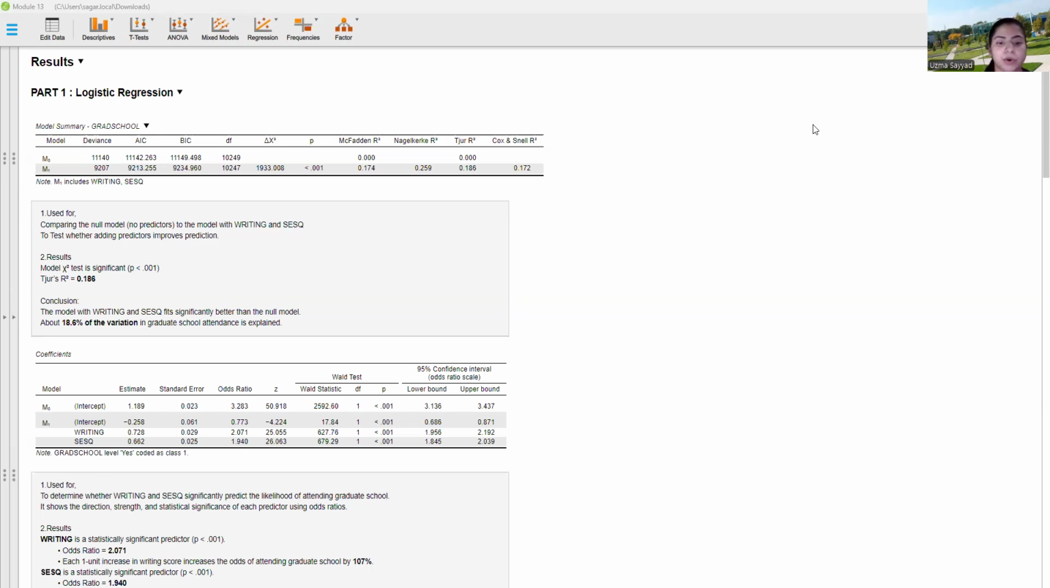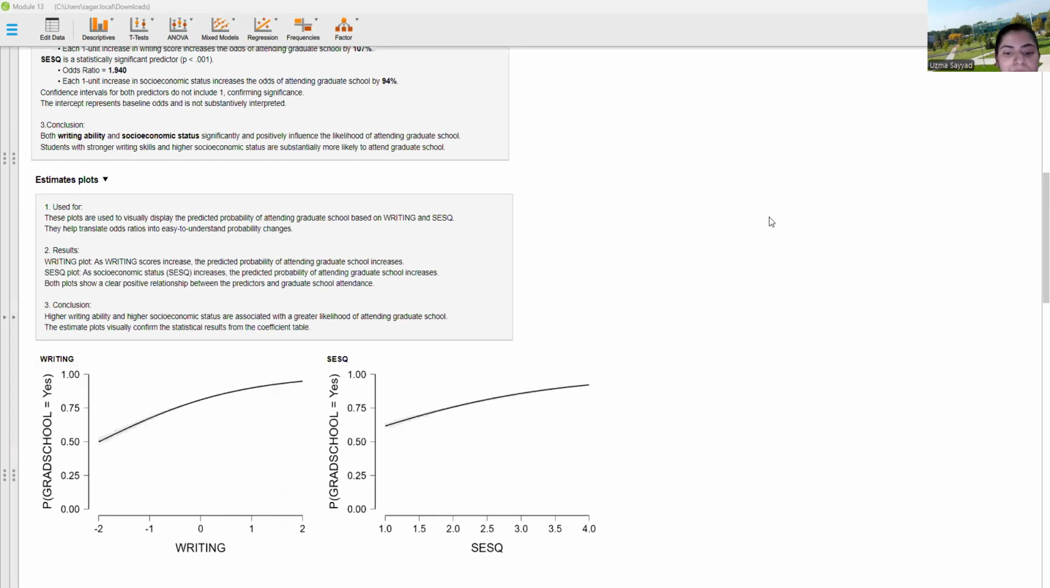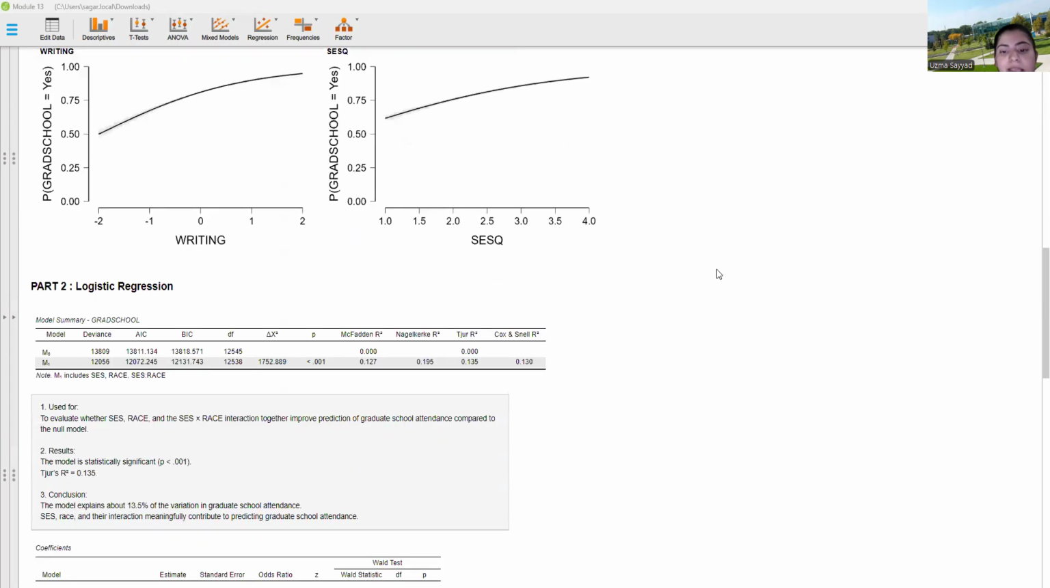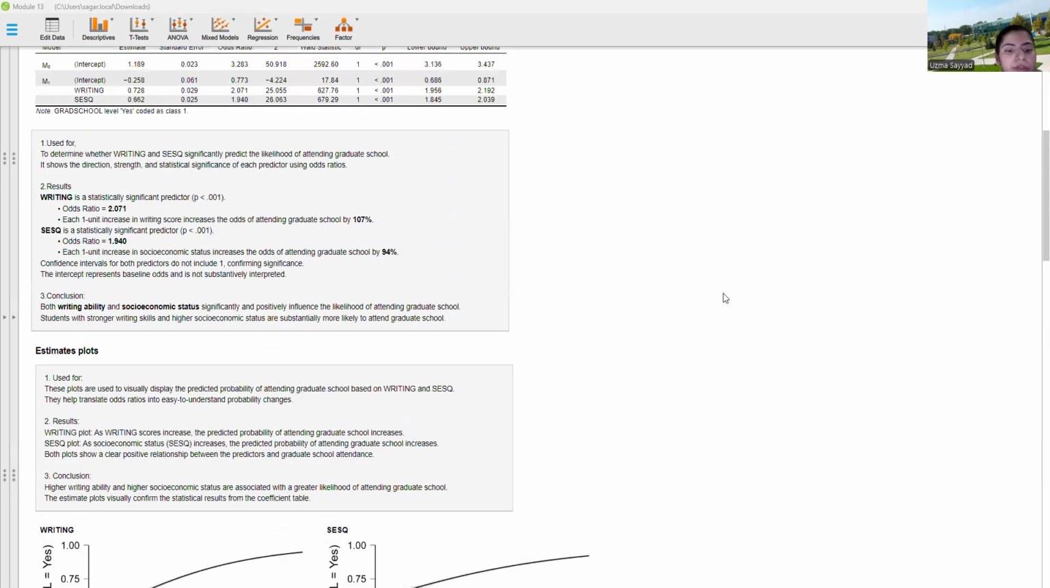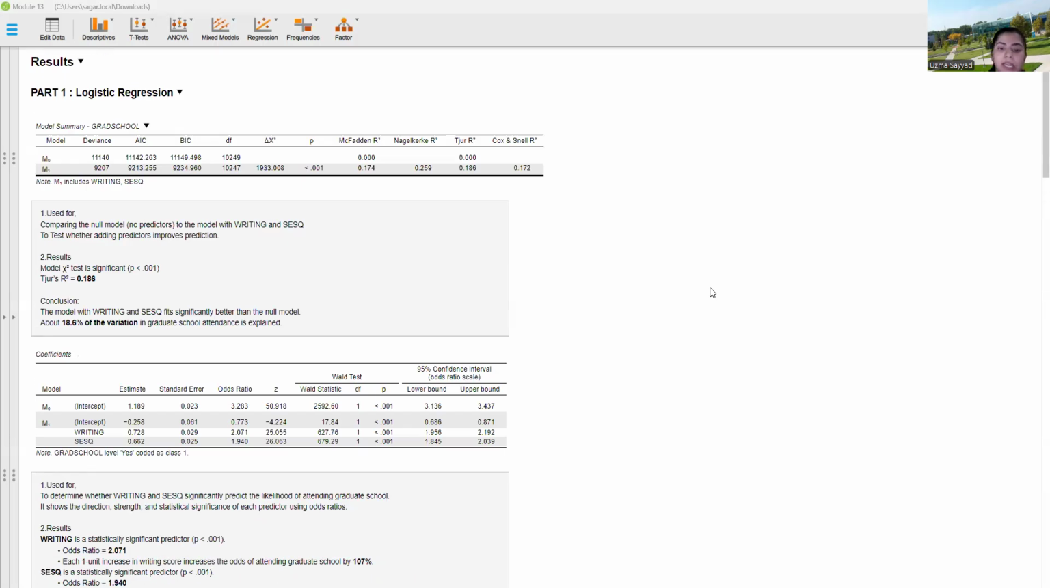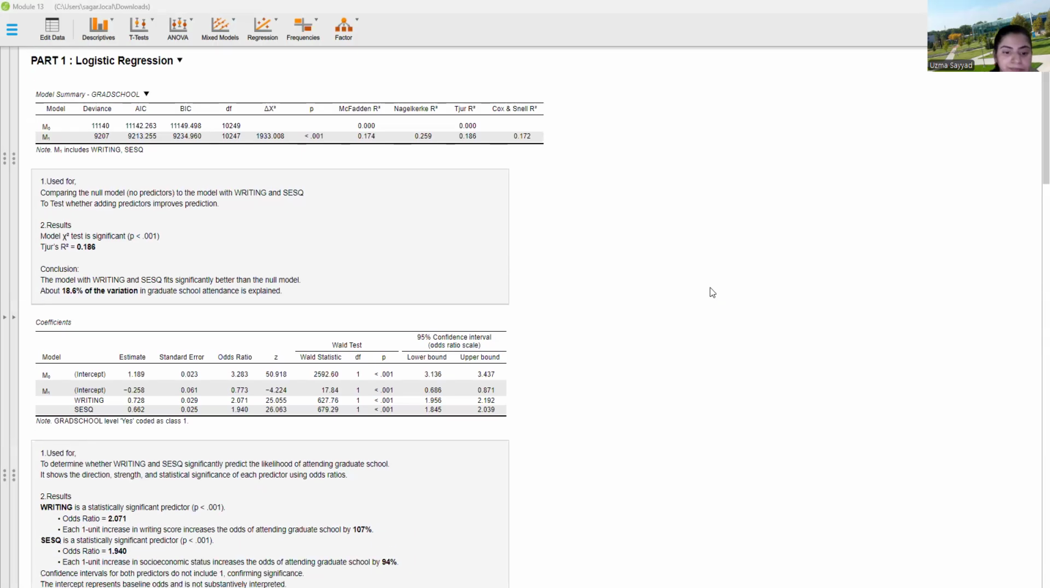I will explain two modules. Part 1 examines academic preparation and socioeconomic status. Part 2 examines socioeconomic status, race, and whether SES affects racial groups differently using an interaction term.